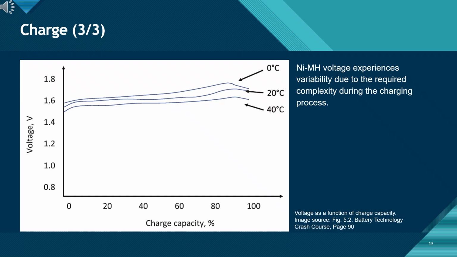Temperature has a strong influence. At lower temperatures, 0 degrees Celsius, voltage rises more sharply and reaches a slightly higher peak before dropping. At higher temperatures, 40 degrees Celsius, the voltage remains lower overall, and the voltage drop at full charge becomes less pronounced, making charge detection more difficult. In practice, this means temperature control is crucial for accurate charge termination and maintaining NiMH battery performance.